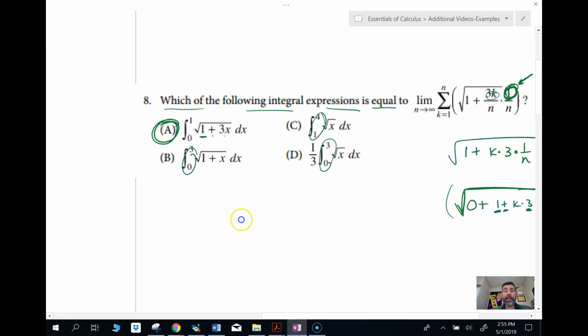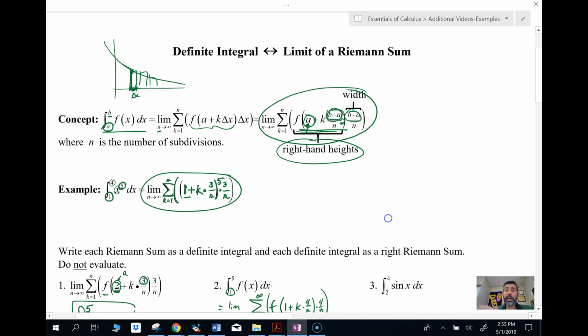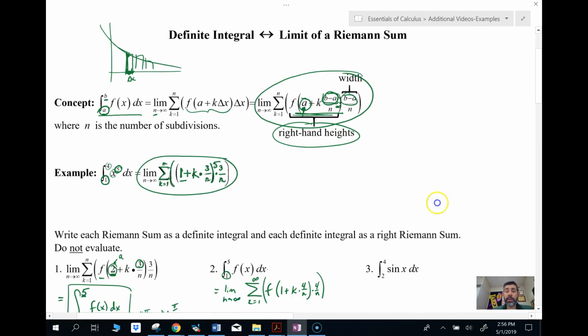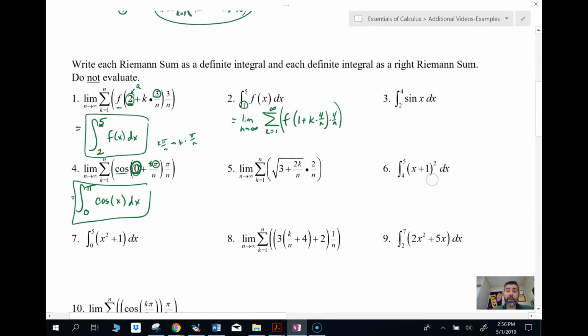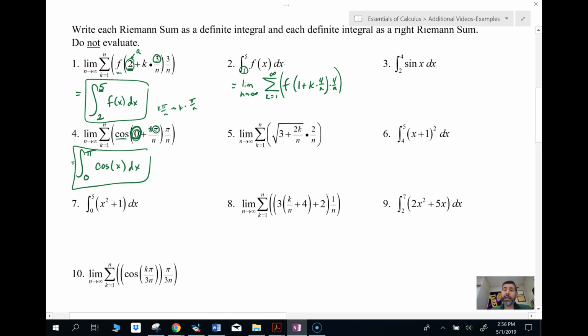So there we go. That is a definite integral, the limit of a Riemann sum. I encourage you to try these other problems out here just to get practice on that. Again, if you practice it enough, this is really, really easy to get the answer right on the AP exam.